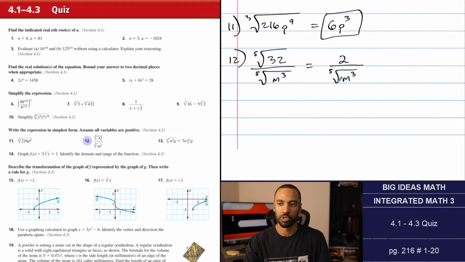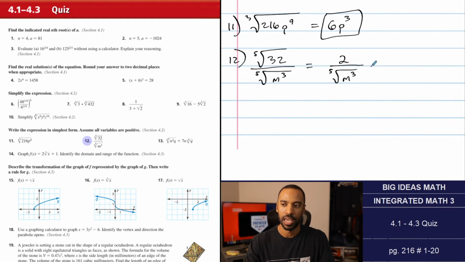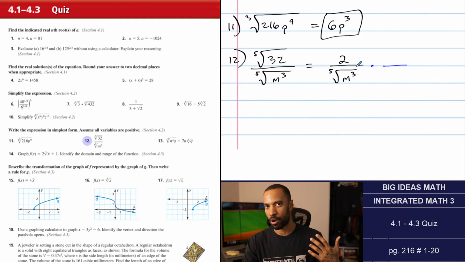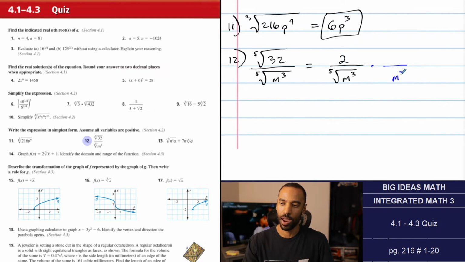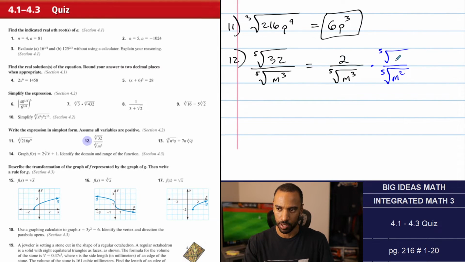That doesn't mean I just multiply top and bottom by this number exactly. I just want to multiply it by enough so that I get a perfect 5th power value. A perfect 5th power value would be m to the 5th. So let's multiply m cubed with m squared. But this needs to be in a 5th root as well for them to actually properly multiply. So on top and bottom, we're going to multiply by the m squared.